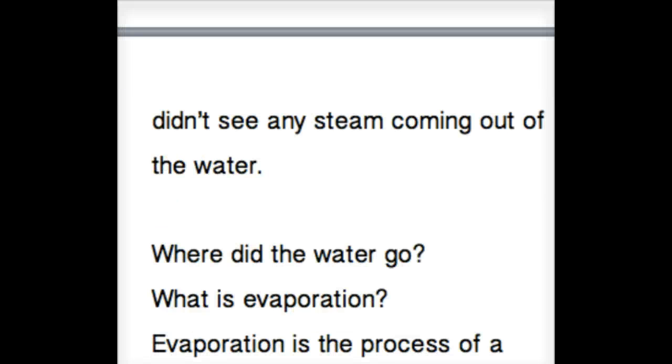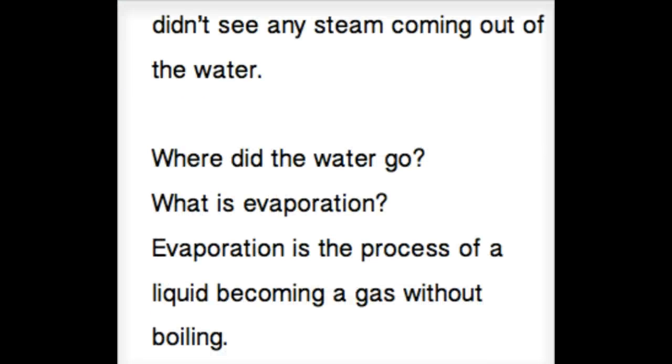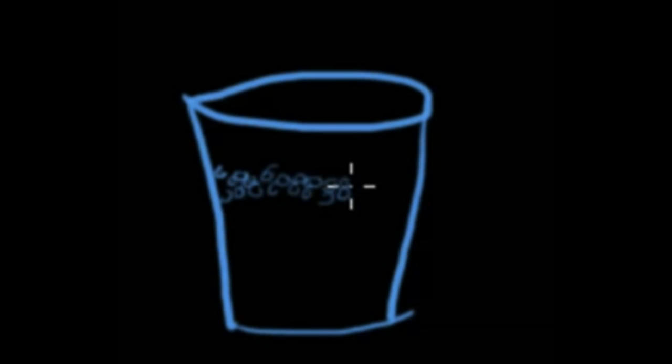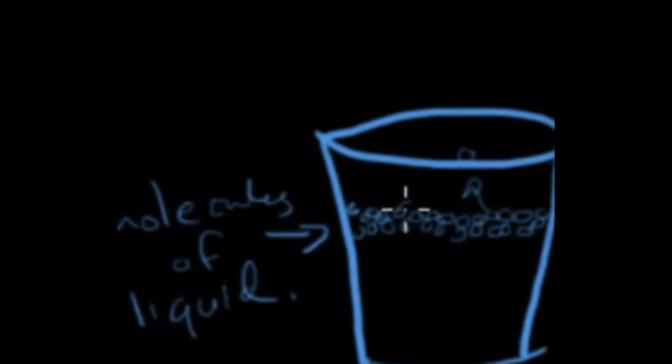What is evaporation? The definition of evaporation is the process of a liquid becoming a gas without boiling. Let's take a minute and examine the molecules in that cup of water to do a closer investigation. Here's the cup of water, and here are all the molecules. We have all these molecules of water right here, and every now and then one of these molecules will be able to escape the liquid.